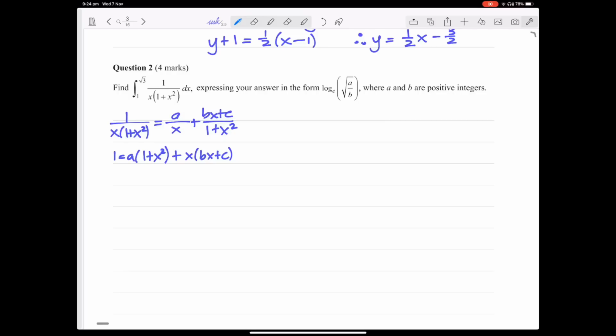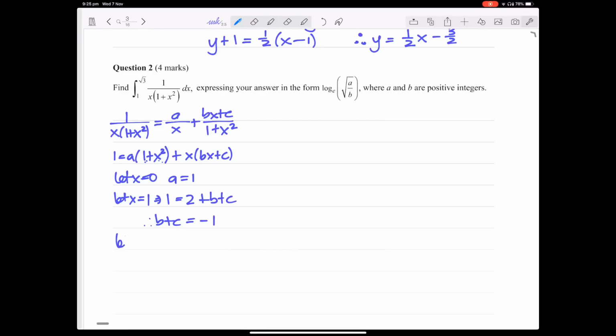Okay, if you let x equal 0, we're going to get A is equal to 1, because this whole thing is going to equal 0. If we let x equal 1, we're going to get 1 plus 1 is 2, so we're going to get 1 is equal to, A is 1, so, and then that's going to be 2. We let x equal 1, so we'll get plus B plus C. So therefore we get B plus C is equal to negative 1.